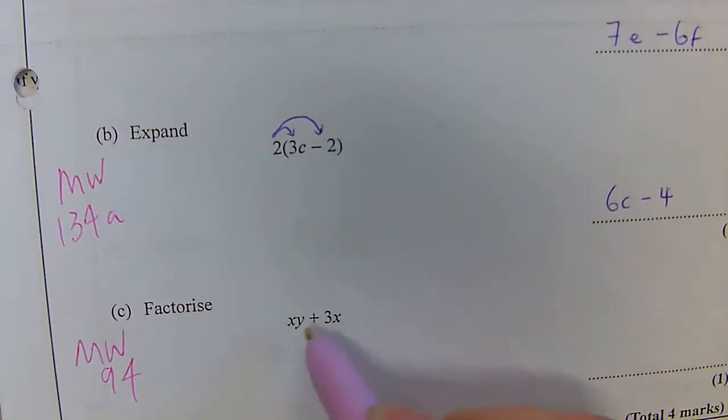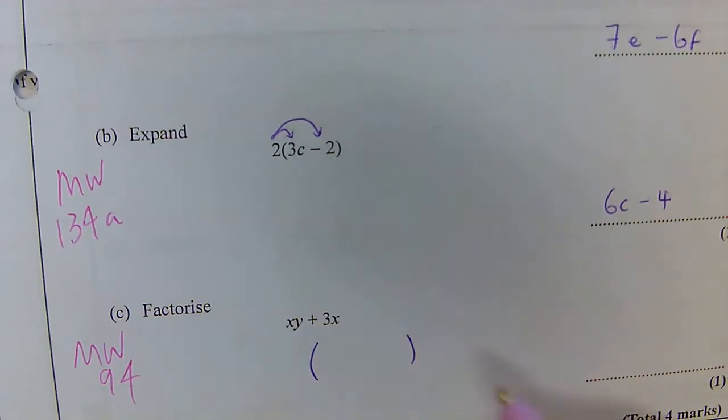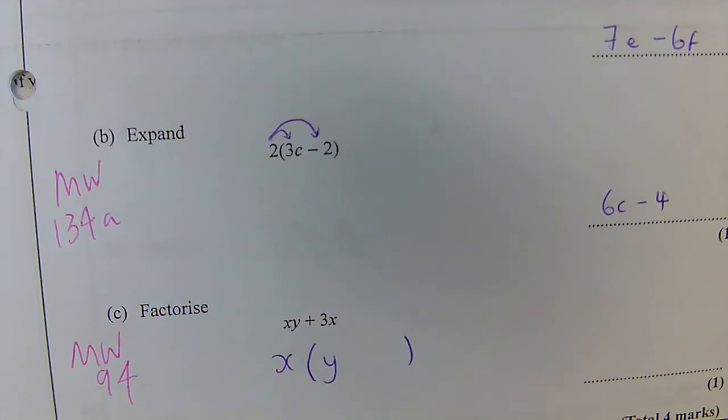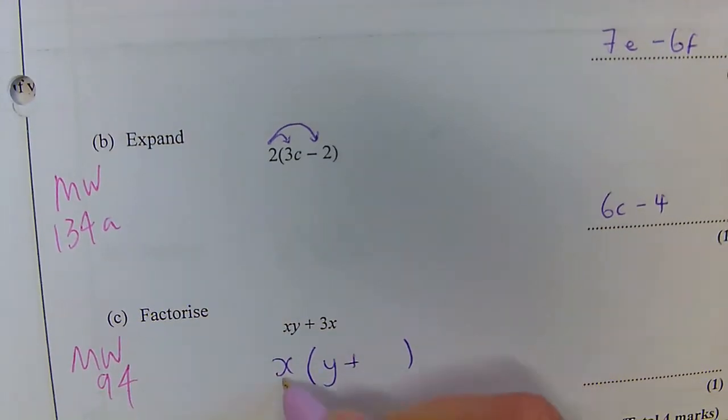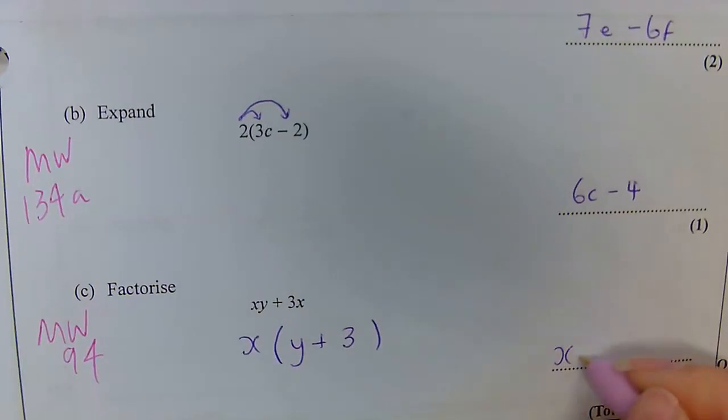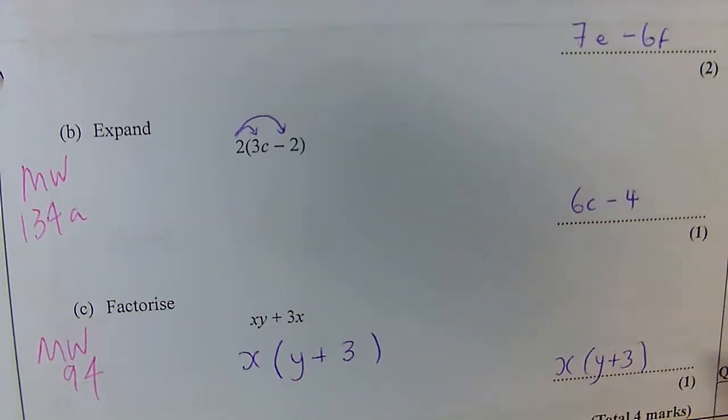This one I need to factorize. Factorize means take out like terms. I'm going to look for a bracket as well. What is in both terms? What can I take out of both is going to be x. X times y gives me xy. What do I need to times by x to get 3x? 3. So my final answer is x, y plus 3. Okay, next question.